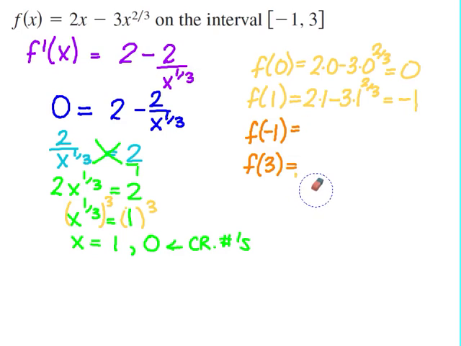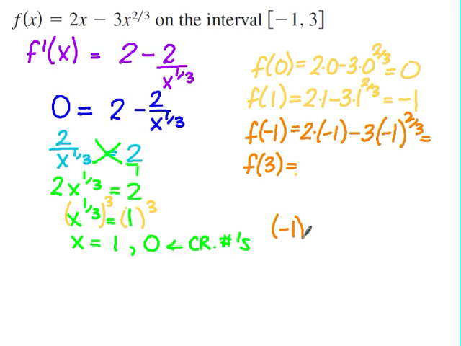Okay, so if you're doing this on your calculator, I've got 2 times -1, which is great, minus, and this is where you need to be careful. -1 caret 2/3. That's how you need to enter it. That -1 needs to be in parentheses because otherwise it's just going to attach.